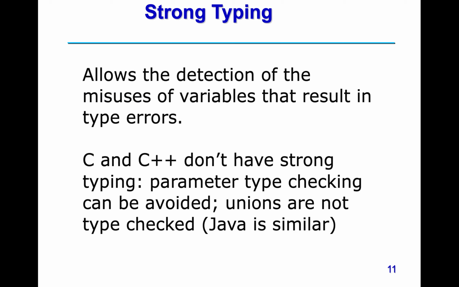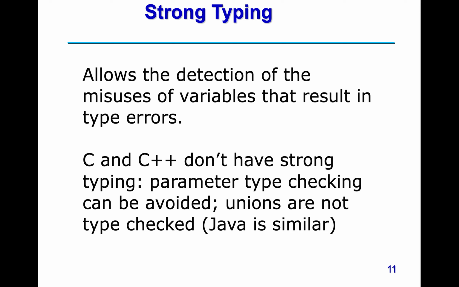So strong typing allows the detection of the misuse of variables that results in type errors. C and C++, and this comes right out of your textbook actually, don't have strong typing because parameter type checking can be avoided and unions are not type checked, and Java is similar. Okay, Java doesn't have unions and Java doesn't have structures, but Java has arrays. And I would say up until about SDK 5 or 6, maybe 5, arrays were never bounds checked. This is the same problem that you have with C++.